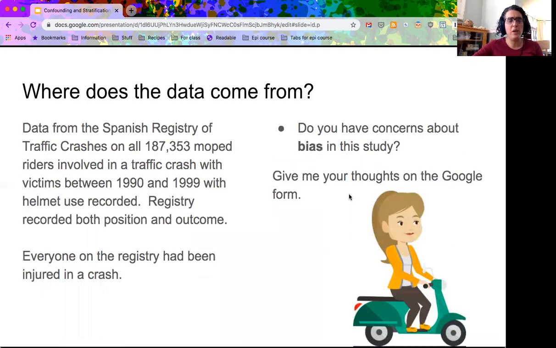Where are we going to get our data from? Well, there was this data from the Spanish Registry of Traffic Crashes, and they had recorded data on almost 200,000 moped riders who were involved in a traffic crash that had victims between 1990 and 1999, where helmet use was recorded. And the registry kept track of both what position somebody was, driver or passenger, and the outcome of the crash. So again, everybody in this study had been injured in a crash. So I'd like you to think a little bit about this design. Do you have any concerns about bias in this study? We've talked a lot about bias in case control studies. Again, pause for a moment and give me your thoughts on the Google form.